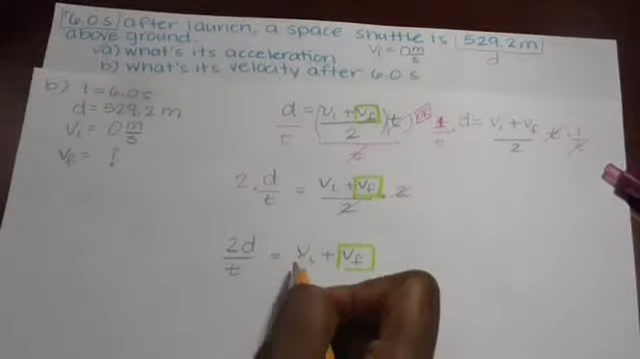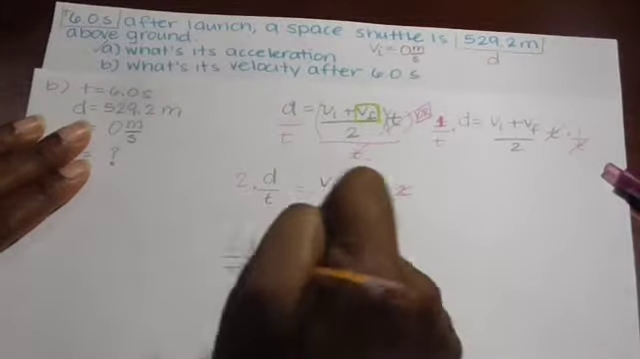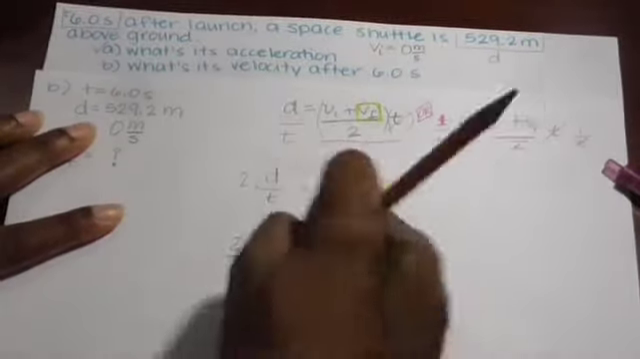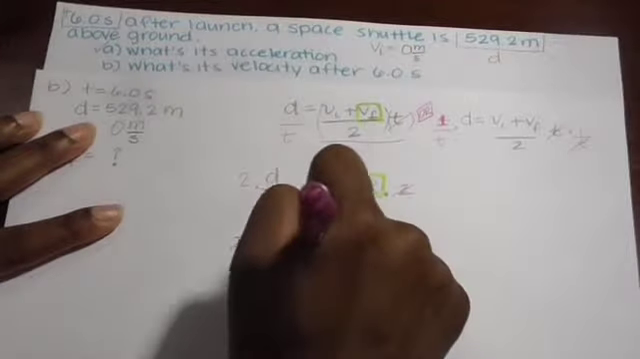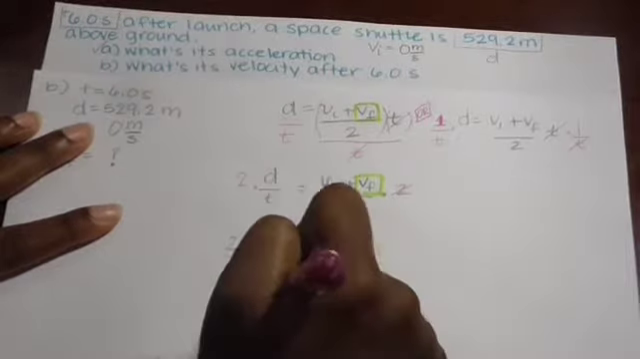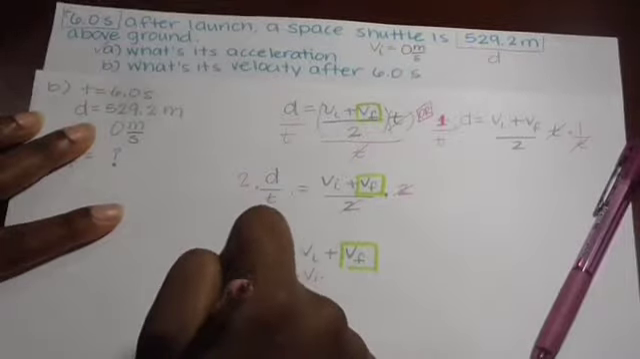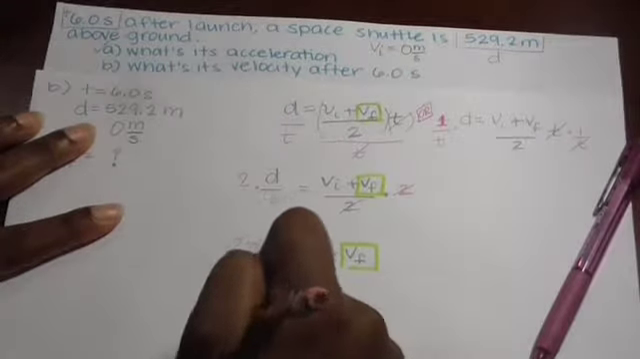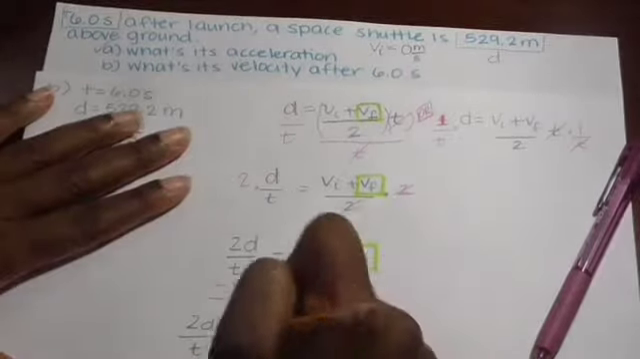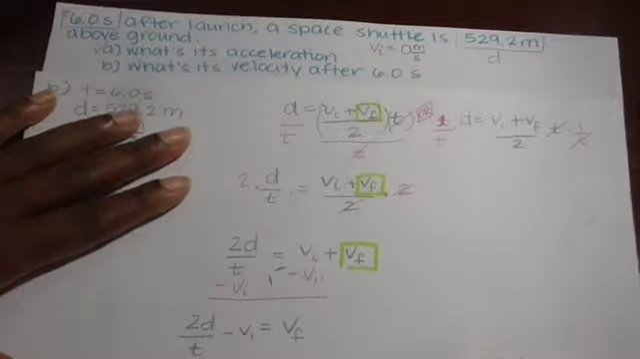So here I have a positive VI. We're going to subtract VI from both sides. Uh-oh. Did it in the wrong color again. So I have 2D over T minus VI. I can't just combine these two without there being a T involved. Equals VF. Now we're ready to substitute in.